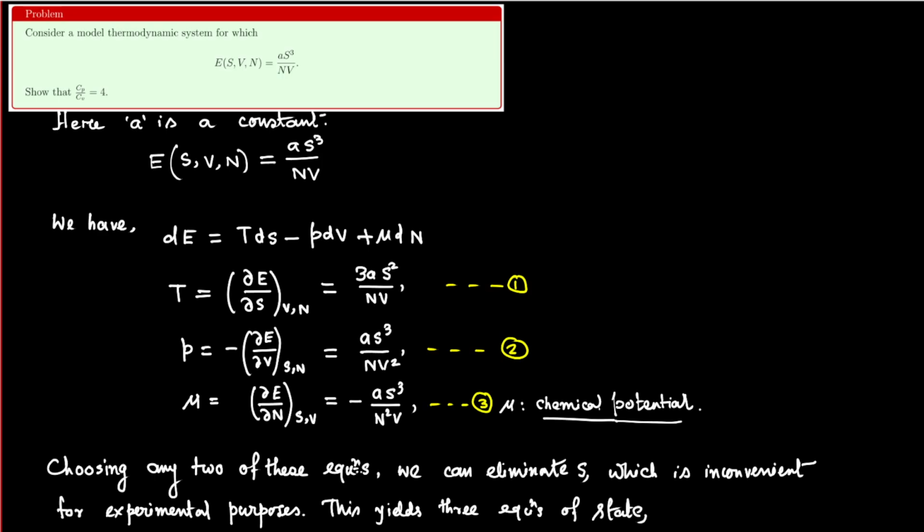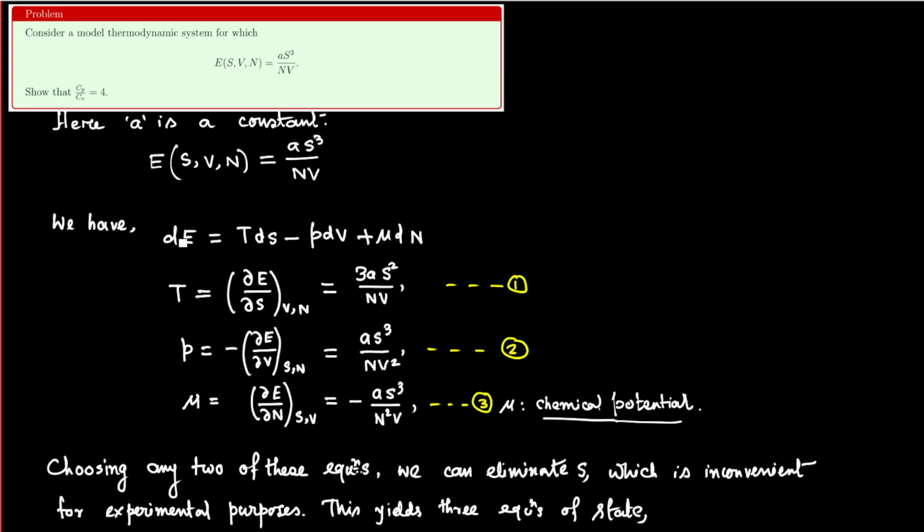In this episode, we will solve a model thermodynamic system for which internal energy E is a function of S, N and V. S is the entropy, N is the number of particles in the system and V is the volume, where A is some constant. Show that in this case Cp by Cv equals 4.